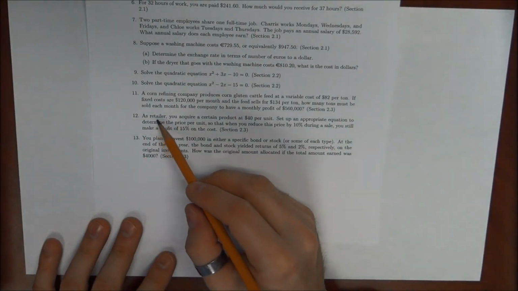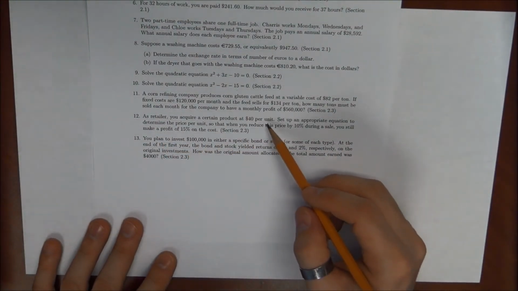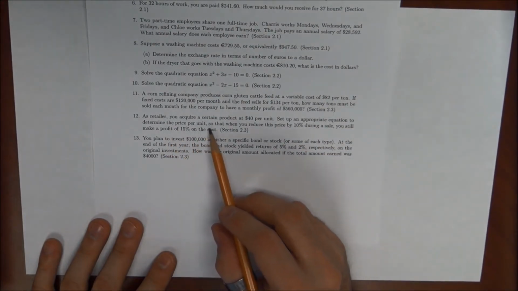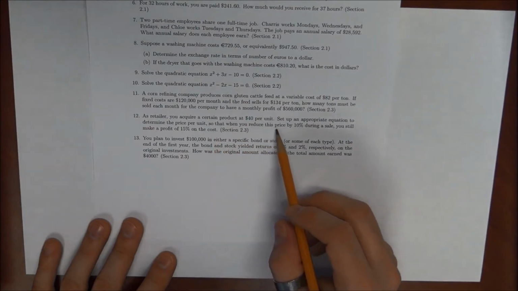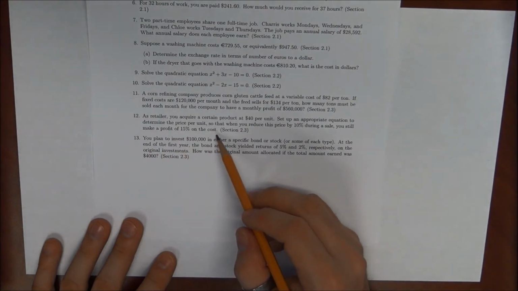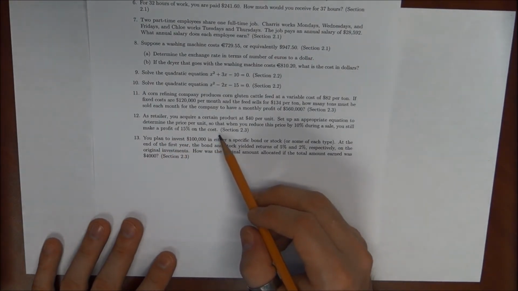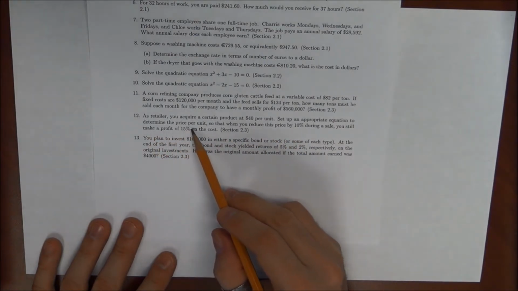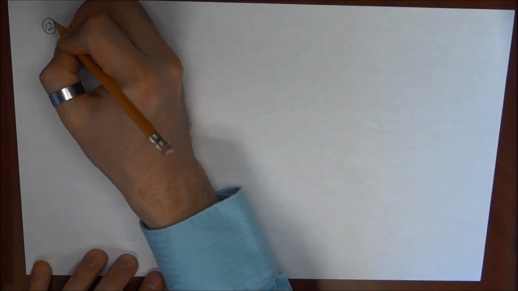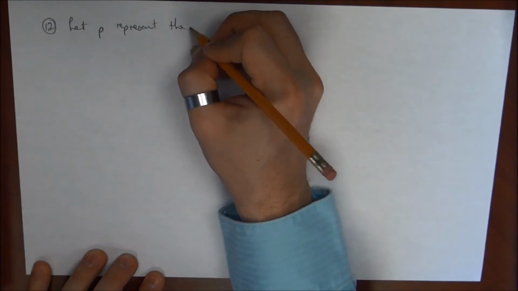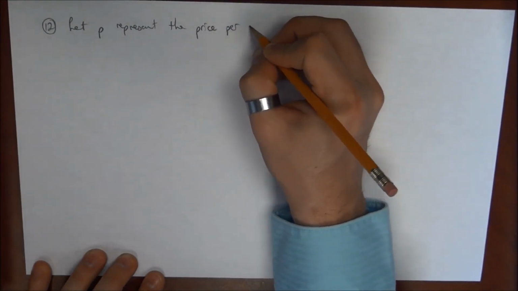In number 12, as retailer, you acquire a certain product at $40 per unit. Set up an appropriate equation to determine the price per unit so that when you reduce this price by 10% during a sale, you still make a profit of 15% on the cost. Okay, so what am I looking for here? I'm trying to determine the price per unit. So let's start with that and say in number 12, let P represent the price per unit.